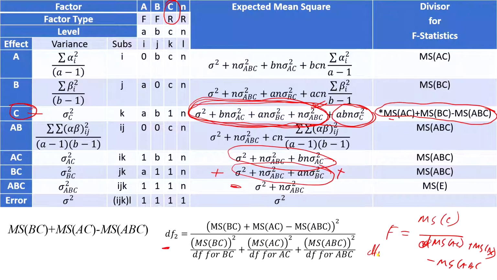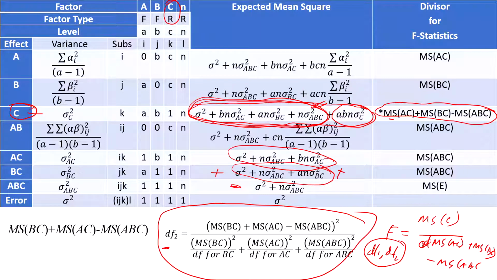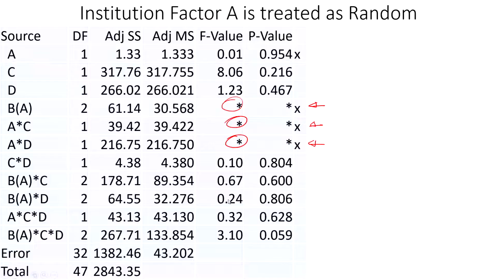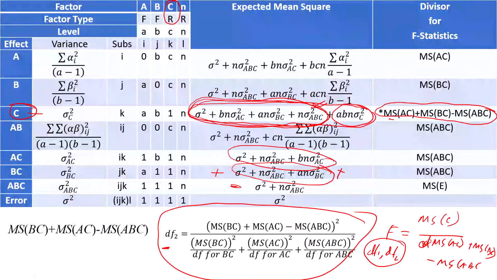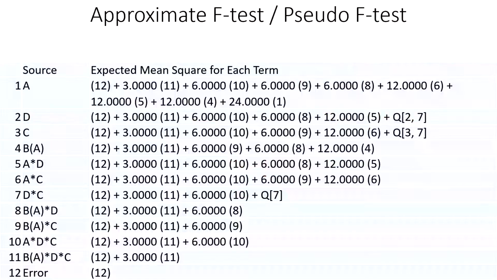Degrees of freedom 1, the numerator degrees of freedom, and degrees of freedom 2, the denominator degrees of freedom. The denominator degrees of freedom come from these equations. Let me show you a calculation on that. So we have this analysis, with all the information here, the mean square, degrees of freedom, and everything. Here is the expected mean square that was produced by Minitab. You can produce it yourself using the method mentioned in the earlier module on openeducator.com.